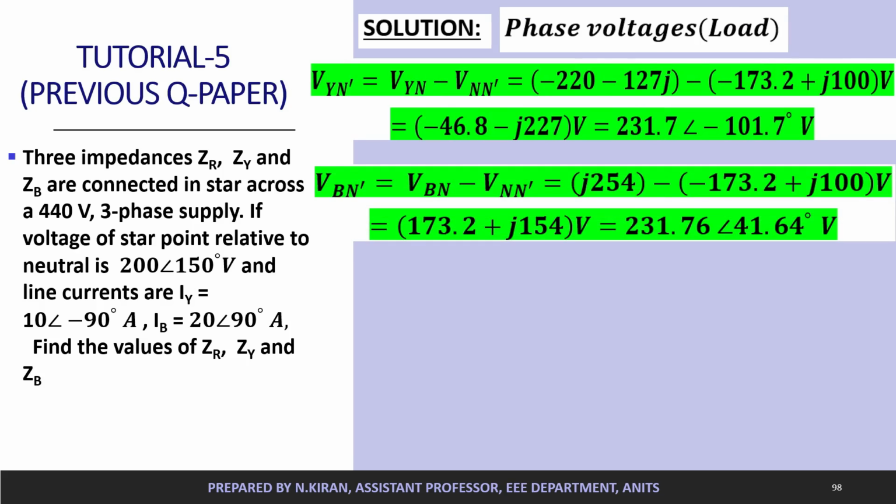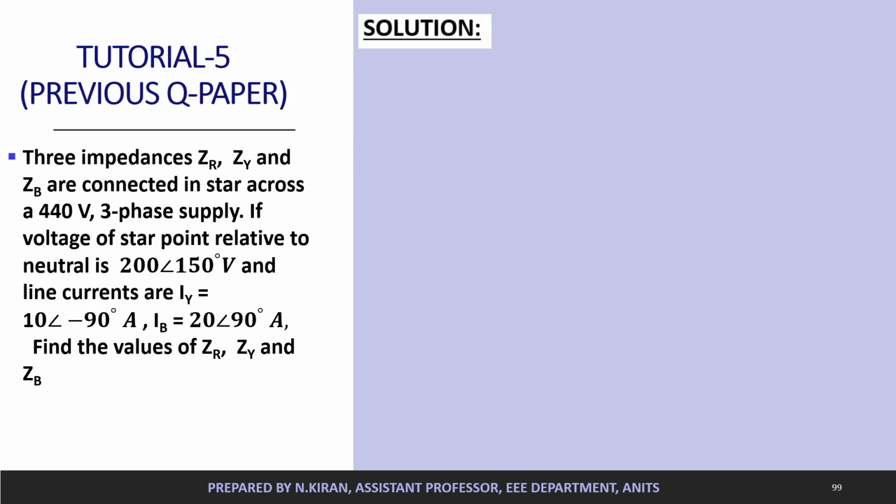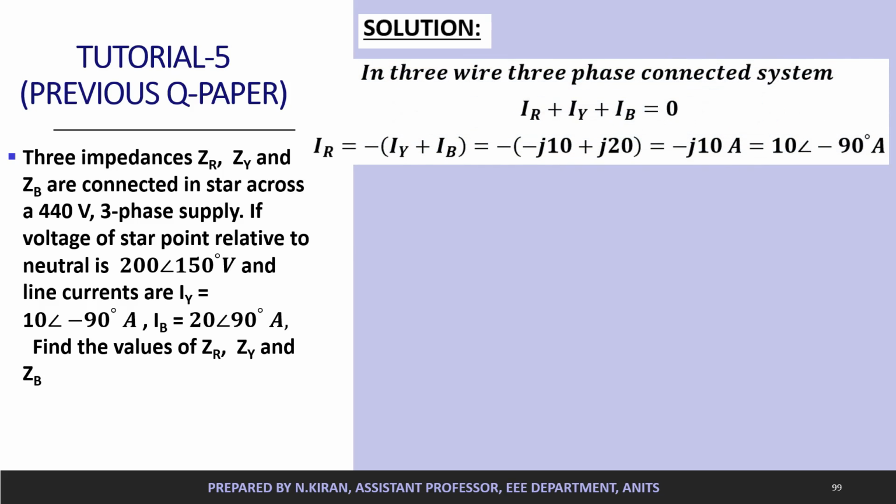So after obtaining the phase voltages of the load, the line currents IY and IB are given. So from this, the line current IR can be found out. Since this is a three-phase three-wire system, sum of all line currents is equal to 0. So IR can be calculated as minus of IY plus IB.